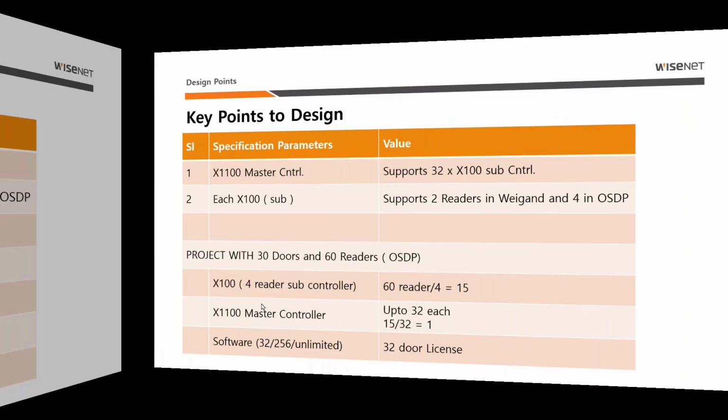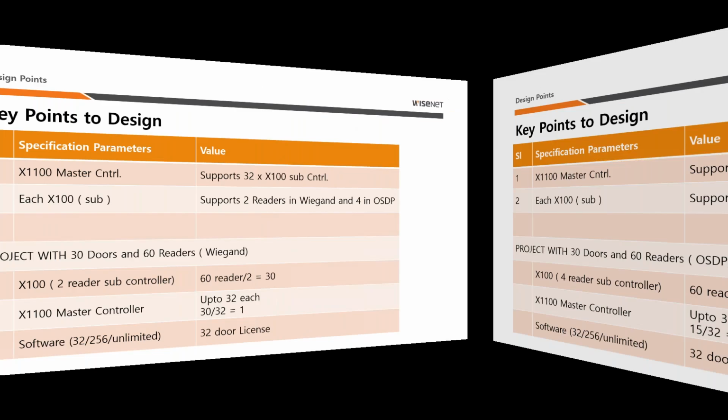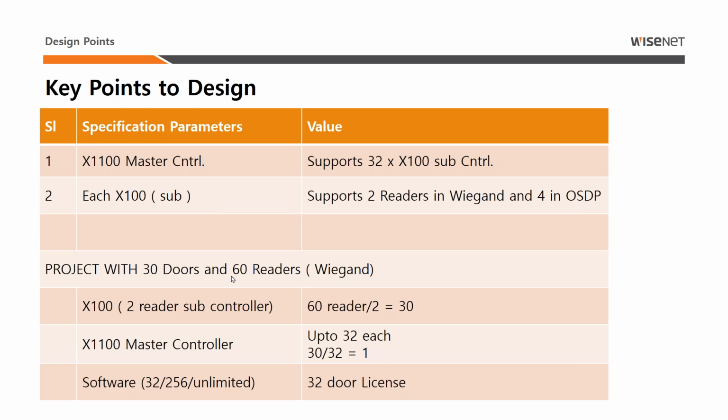However, if you use, for example, 30 doors but 60 readers, how is it 30 doors, 60 readers? That means card in, card out. You have to show your card when you're leaving and when you're entering. Both ways you have to swipe the card. So there are two readers, one inside the office, one outside the office. So 30 doors, 60 readers.